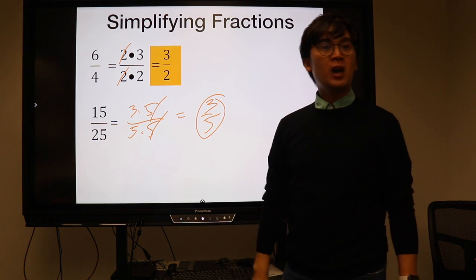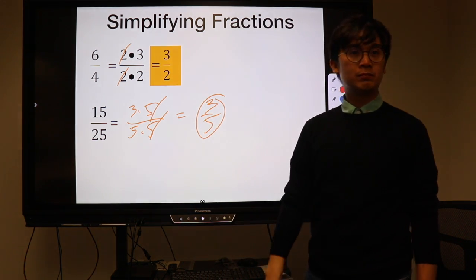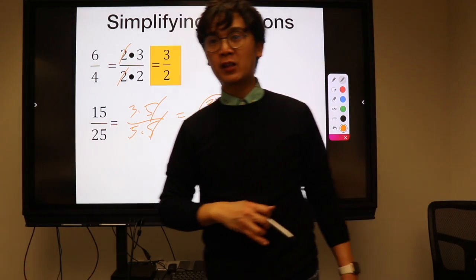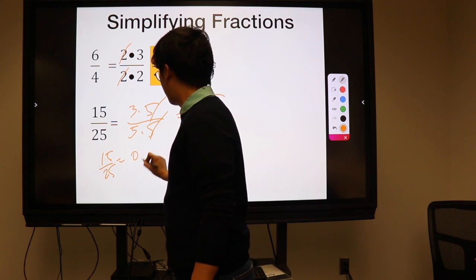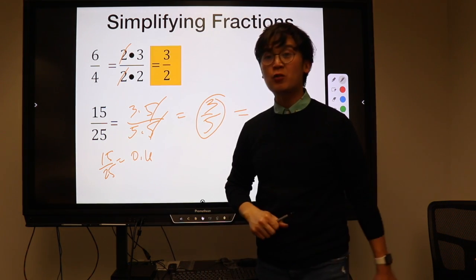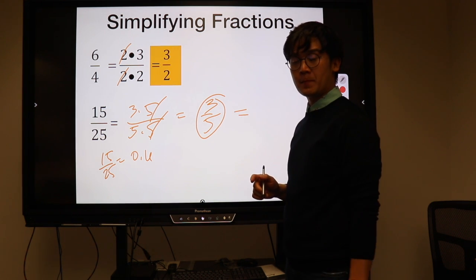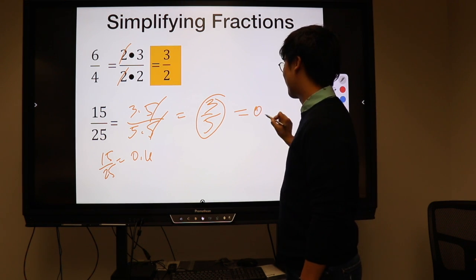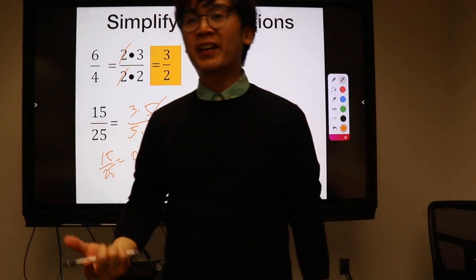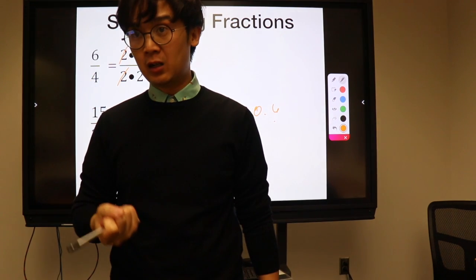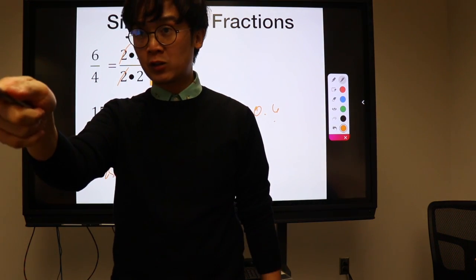Got it? Yes. Do you have a calculator? On my phone. Can you divide 15 divided by 25? 0.6. Now, can you please give me 3 divided by 5? Oh, the same. 0.6. Because when you're simplifying, you're not changing the value of your fraction, you are just making it smaller.